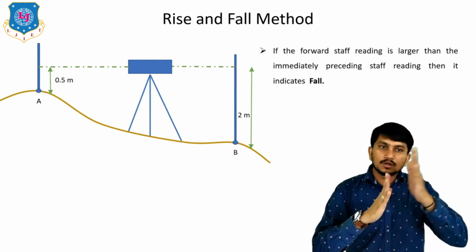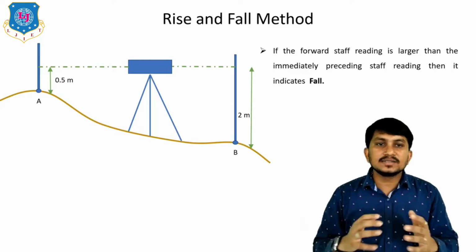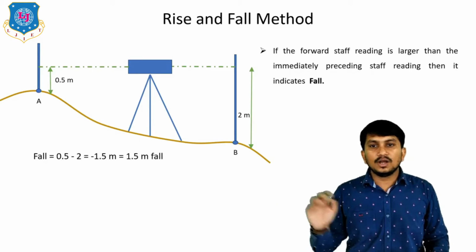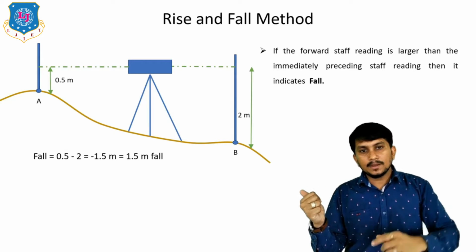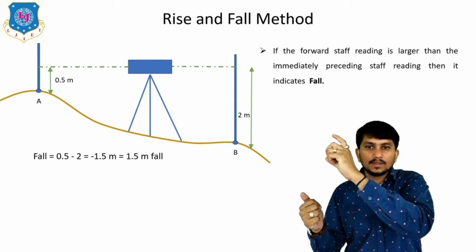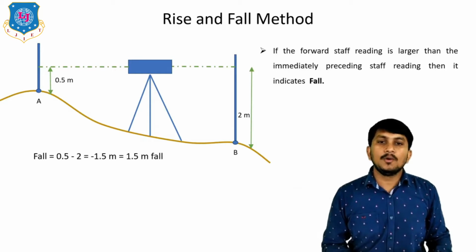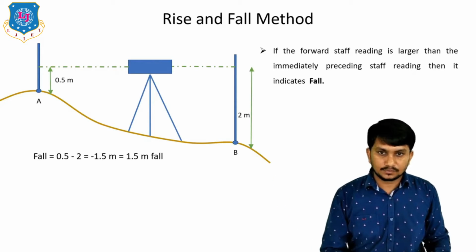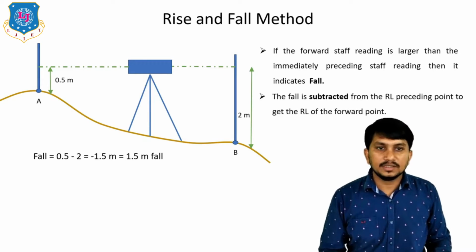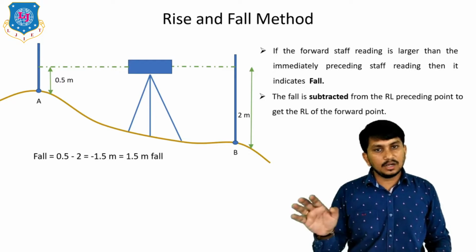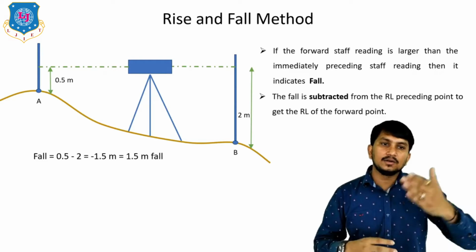If the forward staff reading is larger than the immediately preceding staff reading, then it indicates fall. So fall is equal to 0.5 minus 2 meter. Here the value of the difference between the forward staff reading and the preceding staff reading has a minus sign, so there is a fall. Here a 1.5 meter fall is there between these 2 points. After finding out rise or fall, we can calculate RL. Here there is a fall. If there is a fall in the ground, the fall is subtracted from the RL of the preceding point to get the RL of the forward point.